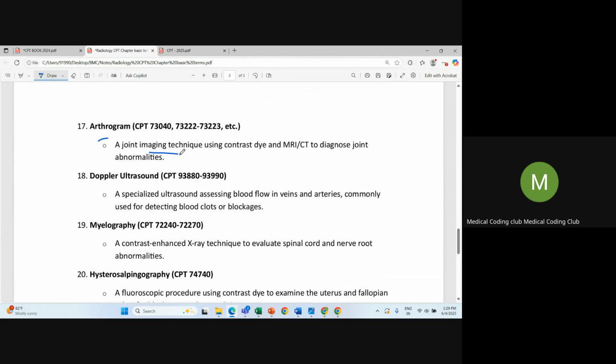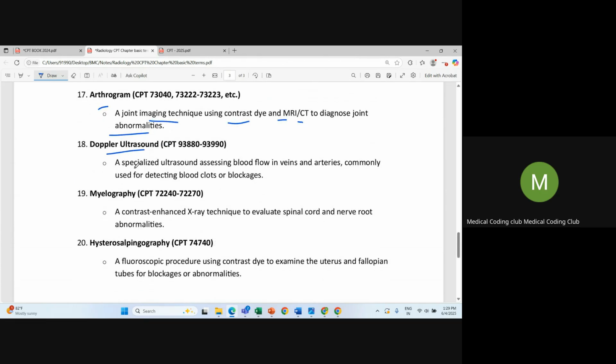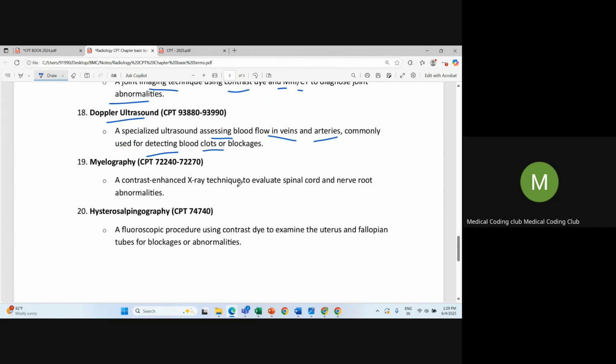Arthrogram. It's a joint imaging technique using contrast dye and MRI or CT to diagnose joint abnormalities. Next is Doppler ultrasound. It's a specialized or advanced ultrasound assessing blood flow in veins and arteries, commonly used to detect blood clots or blockages. Duplex Doppler, you might have heard these terms. Next is myelography. Myelography is a contrast enhanced X-ray technique to evaluate the spinal cord, nerve roots, and abnormalities.